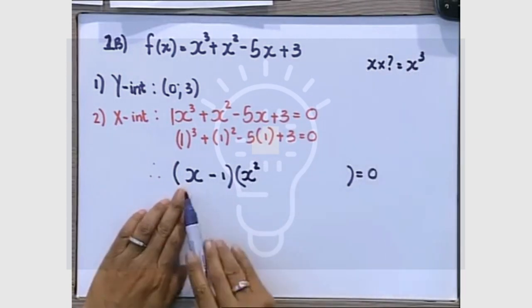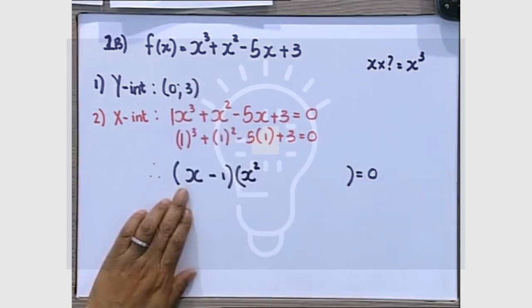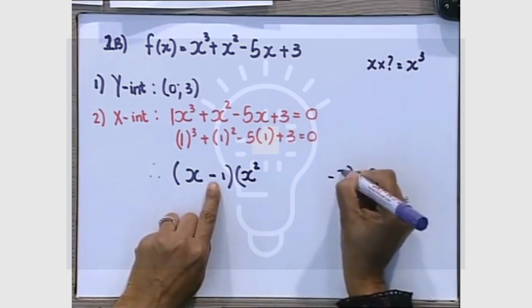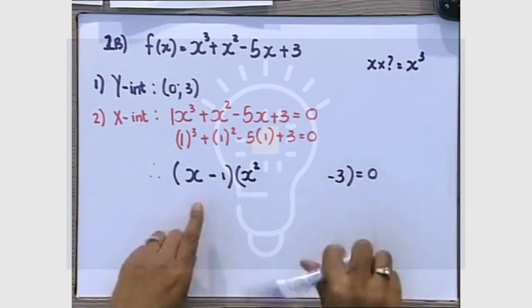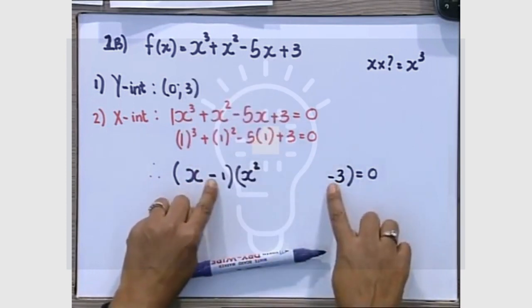And you check quickly, x times x squared is x cubed. Are you happy there? Then you say negative 1 times what gives you plus 3? Negative 3. Can everybody see? So I just check with my hands. x times x squared is x cubed. Negative 1 times negative 3 is plus 3.